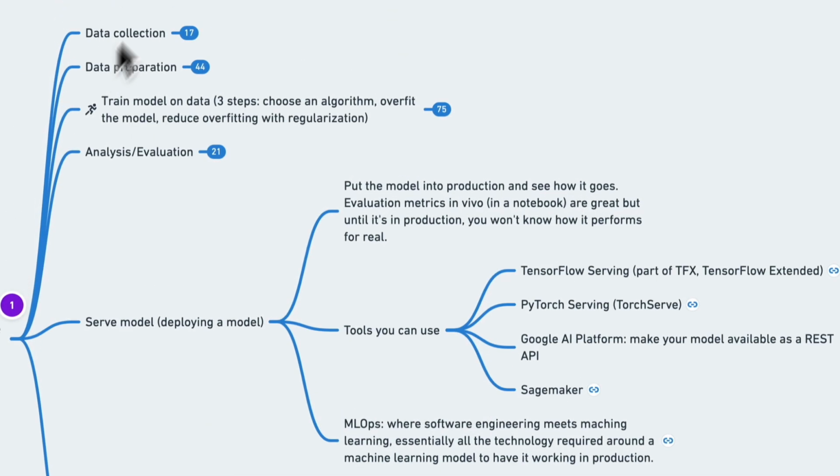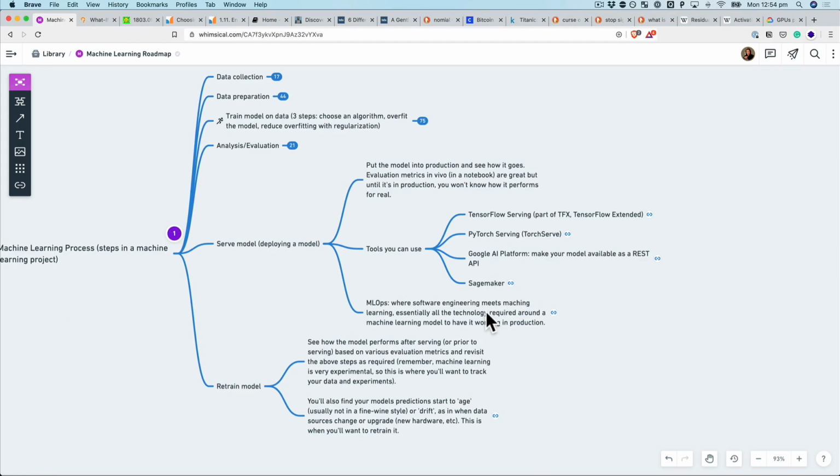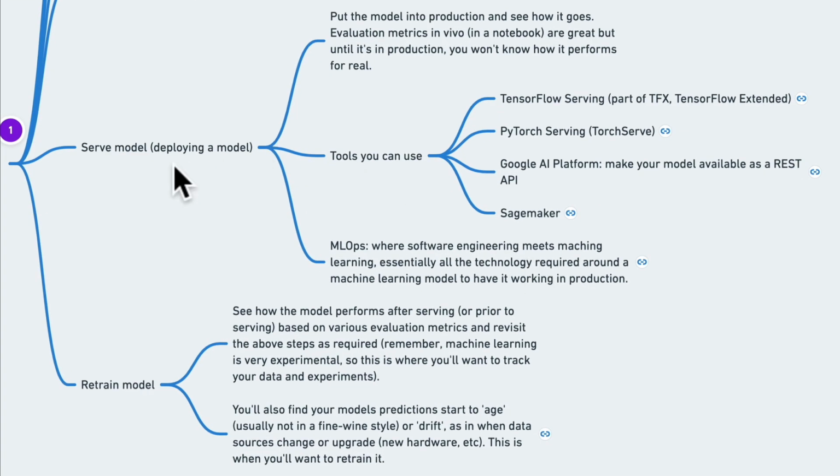Now finally, we've got serve model and deploying a model. After you've been through all of this, you've collected some data, you've prepared it, you've trained a model, you've done some analysis and evaluation, you want to get it into the world. So if you were Tesla, you collected data, you prepped it, you trained your model, you did some analysis/evaluation, you've even got some new samples here that weren't very good and you've retrained a model. Now you want to serve it. So how do you get a model, like in Tesla's case, how do you get it to cars? But in your case, you might want to serve it through some sort of API or a web application or an iPhone application. Serving a model is usually referred to as deploying a model. So it's put the model into production and see how it goes.